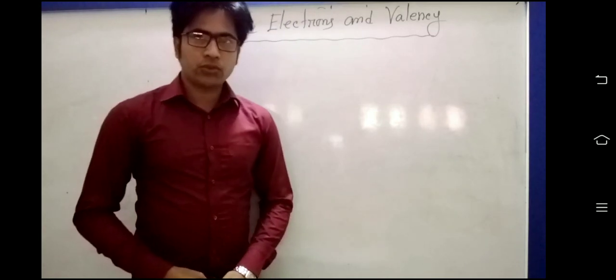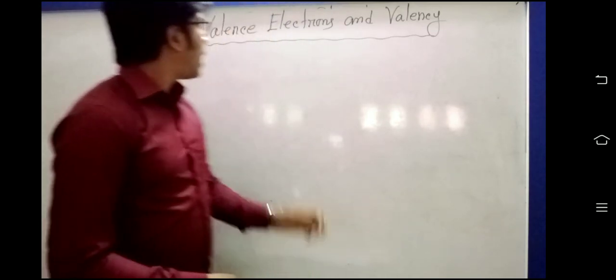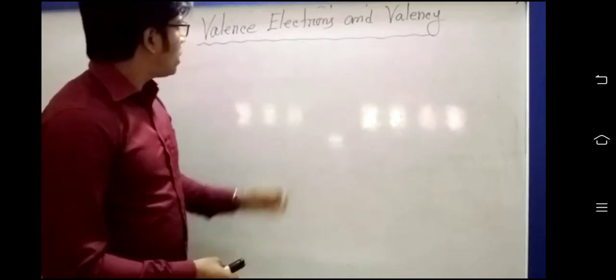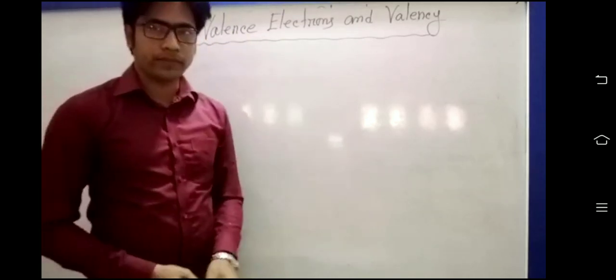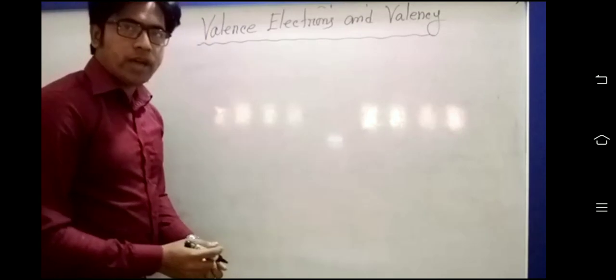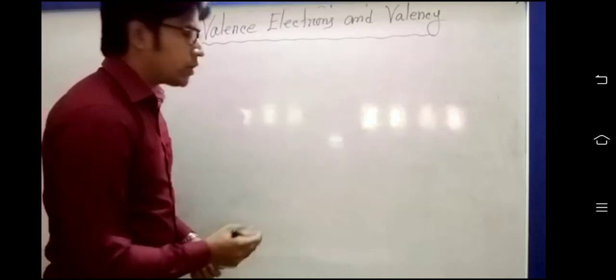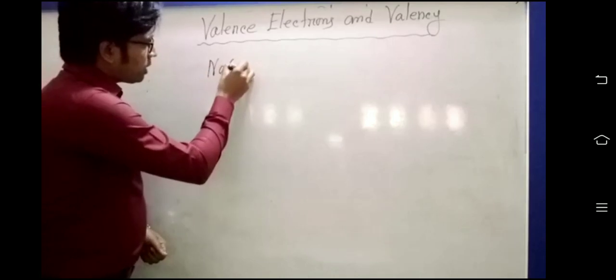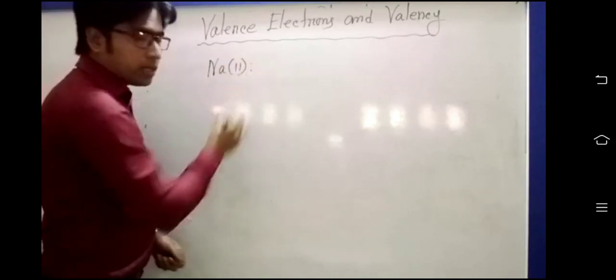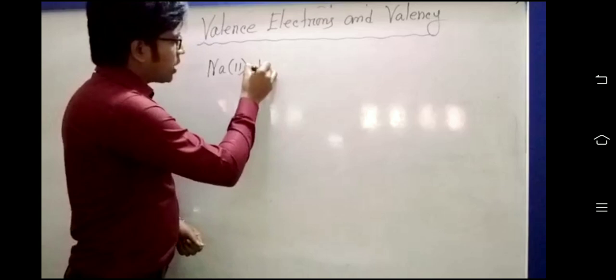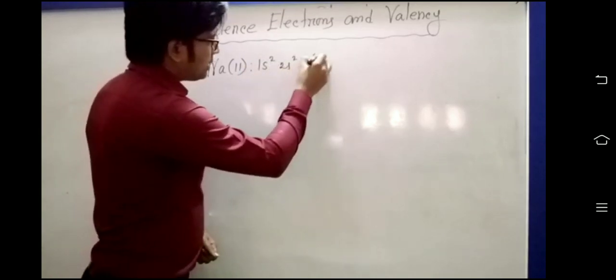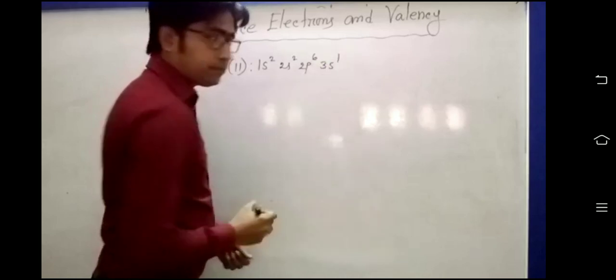Dear students, today we'll discuss valence electrons and valency. First of all, we have to know what a valence electron is. To know that, we have to write the electronic configuration of an element. Sodium is atom number 11. If we write the electronic configuration of sodium: 1s2, 2s2, 2p6, 3s1.